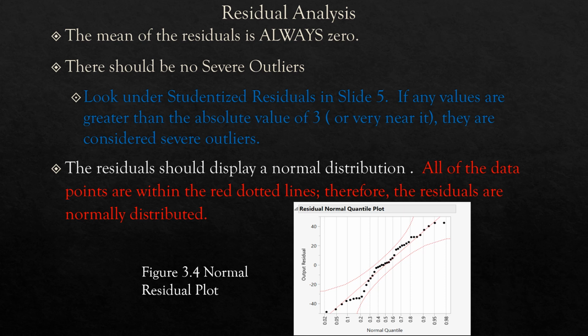Next goes hand in hand with the idea of no severe outliers. We want them to have a normal distribution. So you look at the normal plot. If all the data points fall within those red dotted lines, you're good to go. But if you have values sticking way out in left field or right field, or pull far away from the other data points, those would represent severe outliers, and it would not be normal, it would be skewed.